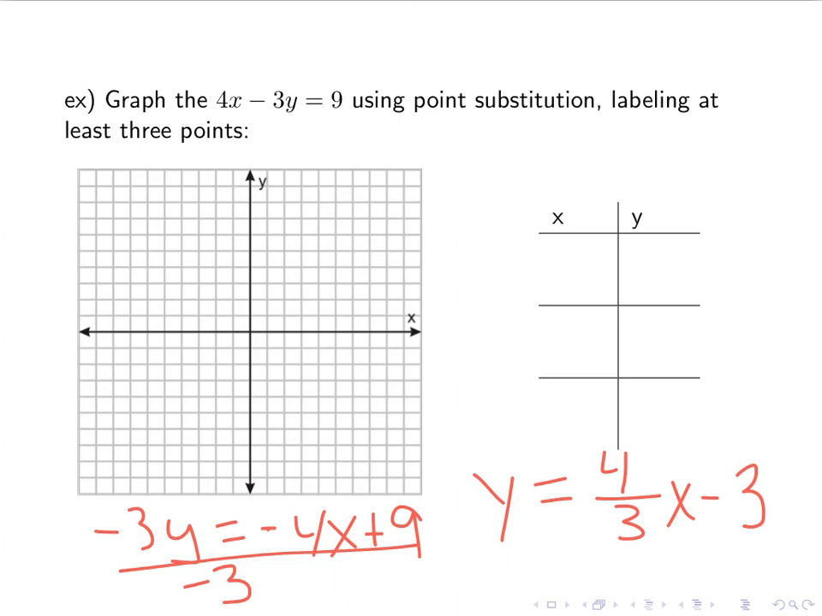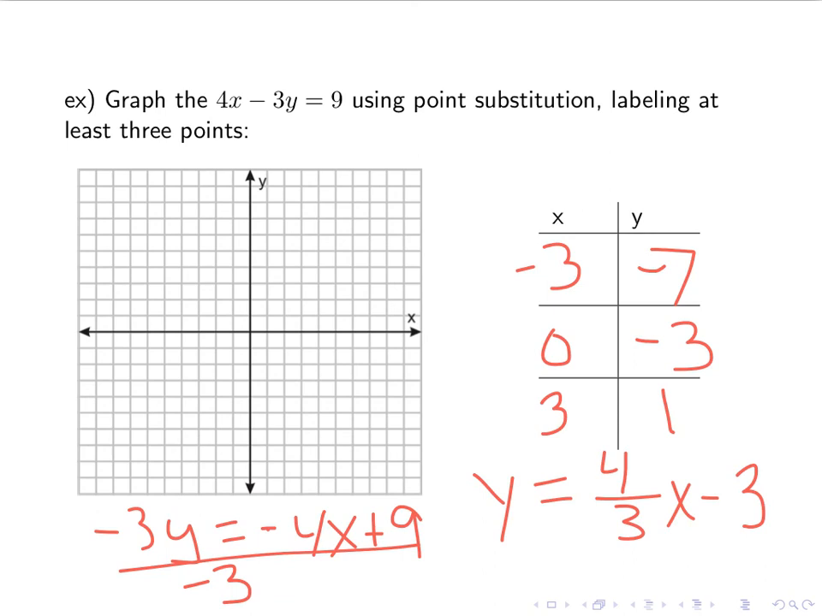Again, I have a fractional coefficient here, so I want to use multiples of that denominator. So just like in a previous example, I'm going to use -3, 0, and 3. If I plug in -3, 4/3 times -3, the 3's cancel. I'm left with a -4 minus 3 is -7. Plug in a 0, and I get 0 minus 3. Plug in a 3, the 3's cancel. I'm left with 4 minus 3, which is 1.